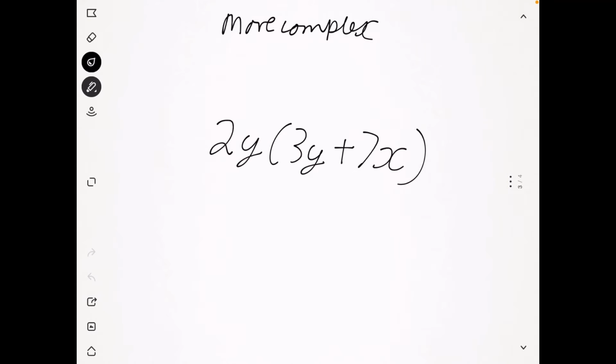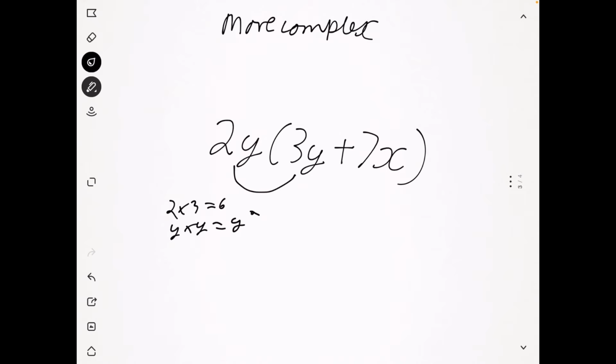Let's go on to solve a bit more complex ones. So we use the same principles as before. We multiply the numbers together. So 2 multiplied by 3, simple, it's 6. And then now when we need to do y multiplied by y, we get y squared.